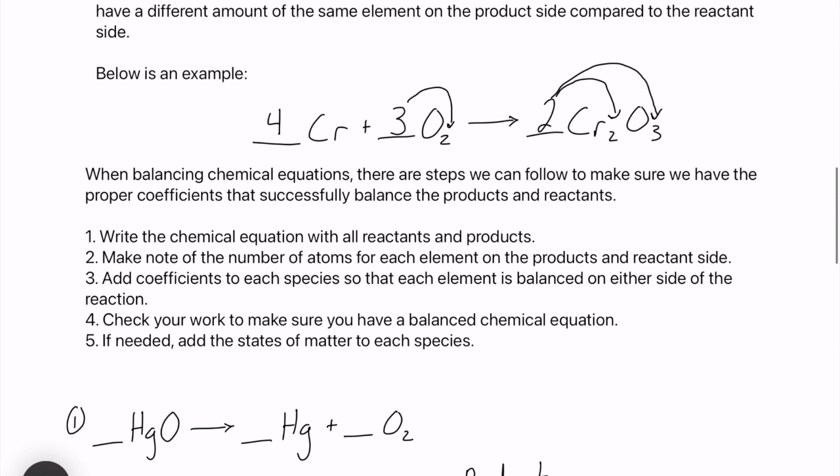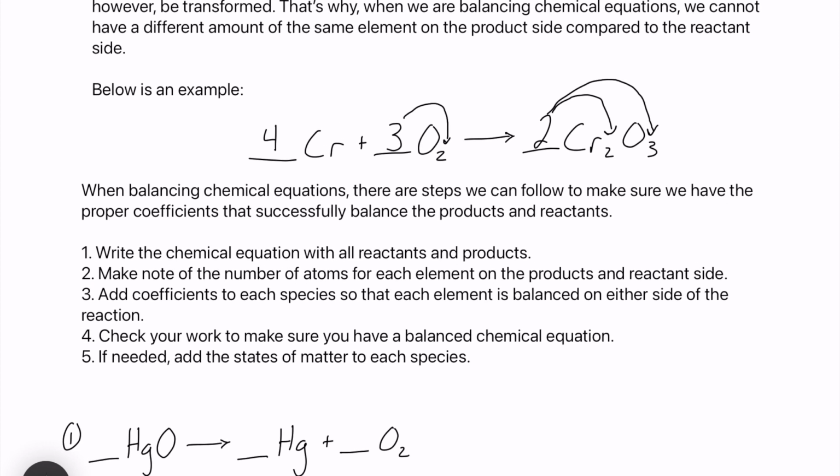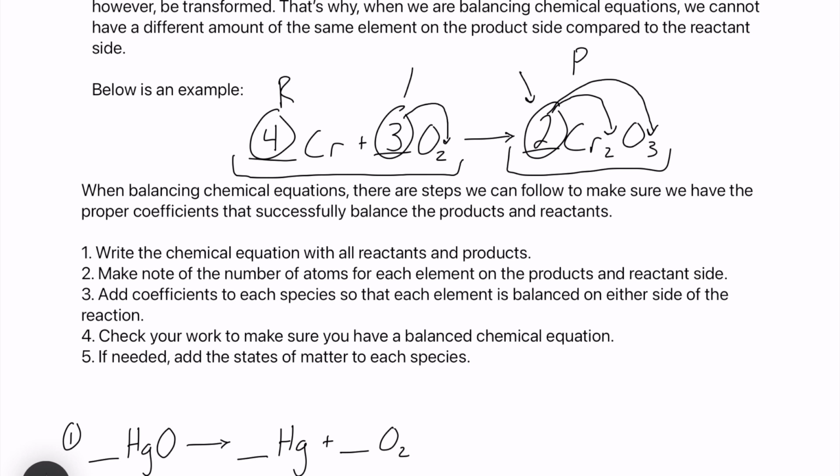So just quickly before we start, I just want to label a couple things. So we have our reactant side, which is usually on the left side of our chemical equation. So that's our reactants. On the right side is usually our products. And also, these numbers that come before each species, those are our coefficients. You may sometimes hear them being referred to as the stoichiometric coefficients, but we'll just leave them as coefficients for today.